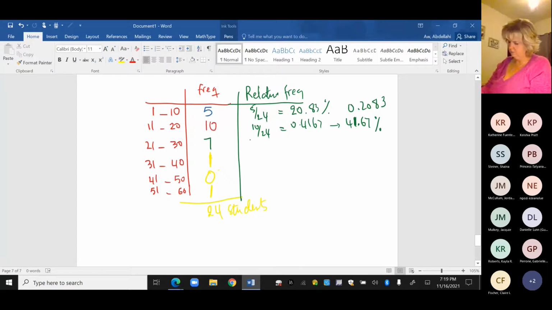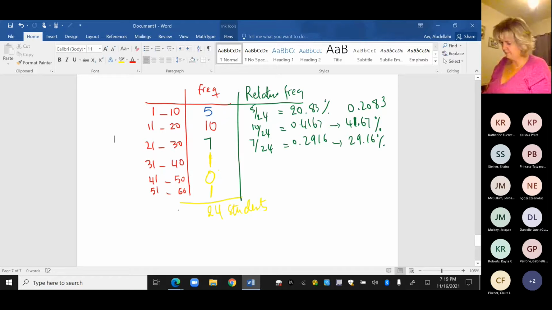This one is 7 over 24, which is 29.16% or 0.2916. This is 0.2916, which is 29.16%, something like that, right?